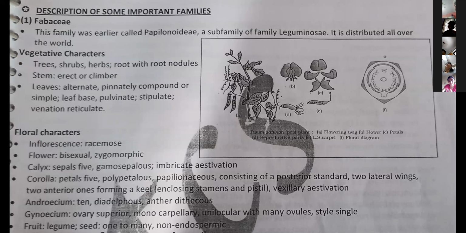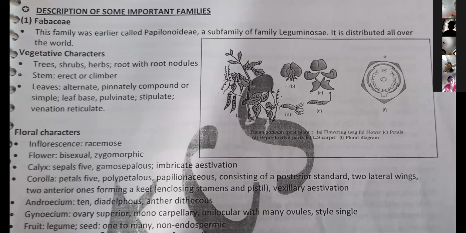Earlier known as which one? Papilionidae family. That is a subfamily of Leguminosae. In that, all legumes are present, and these plants are present everywhere, distributed all over the world. Remember.